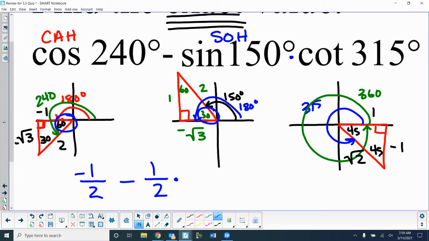Braden. Tangent is TOA. So cotangent, what? 1. Right. Adjacent 1 over opposite -1.